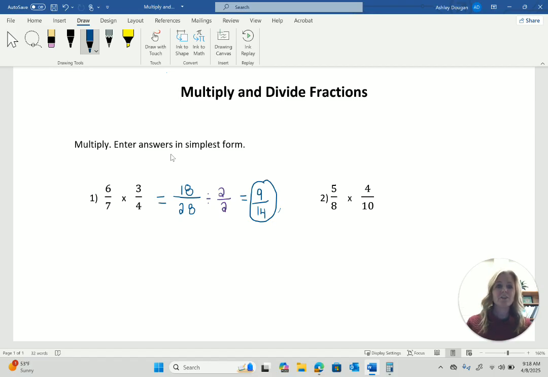Okay, so multiplication goes straight across, and I am going to work on all the operations with fractions. So it's important to make sure you know which one goes with each set. Multiplication is straight across when you multiply, and then simplify.